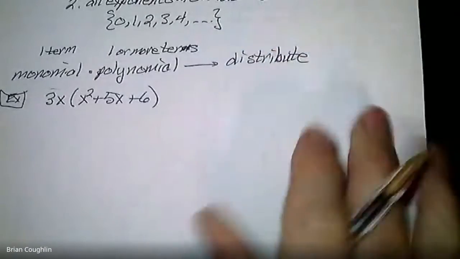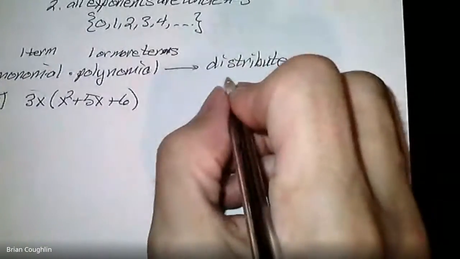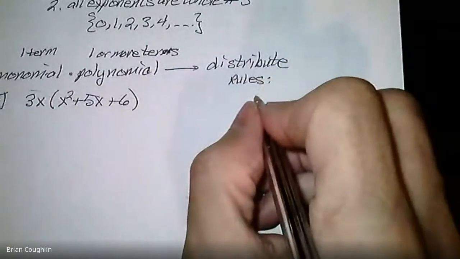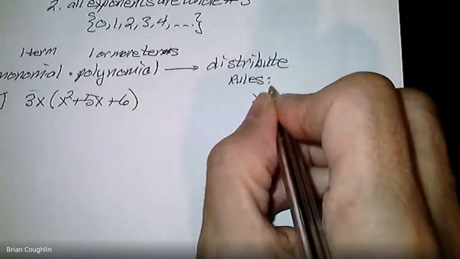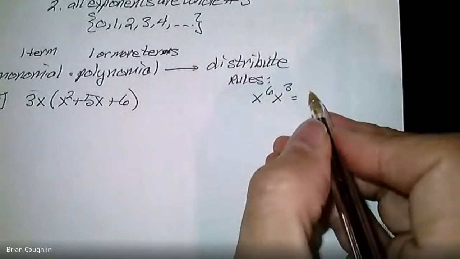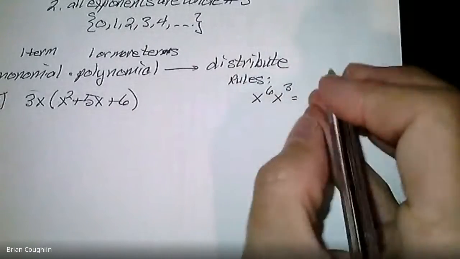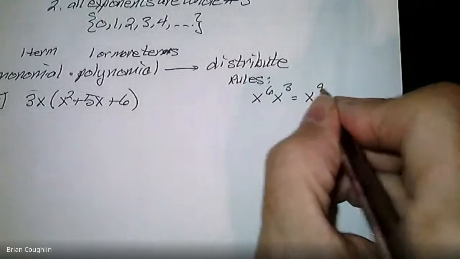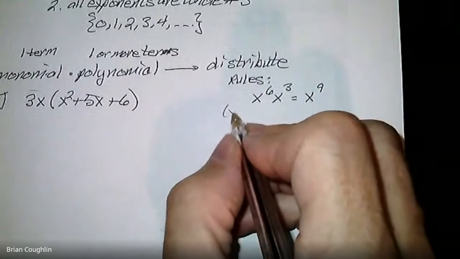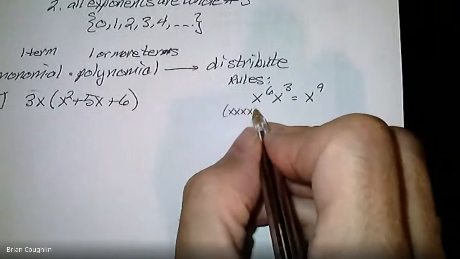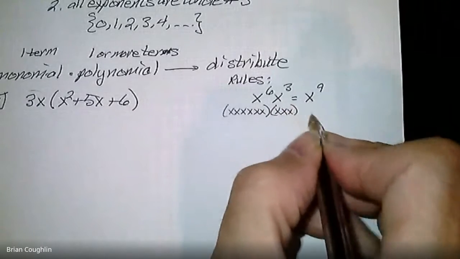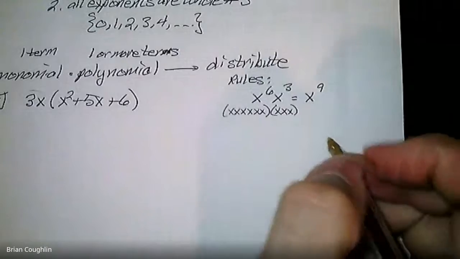Just a couple of refreshers on that before we actually start distributing. Rules. If you take, for example, x to the 6th power times x to the 3rd, you'd be tempted to say x to the 18th, but you actually add the powers together. This is x to the 9th. So you add these 6 and 3 together. One way to see that is to write this out the long way. This is 6 x's multiplied together, and 3 more x's multiplied together, which make 9 x's multiplied together.